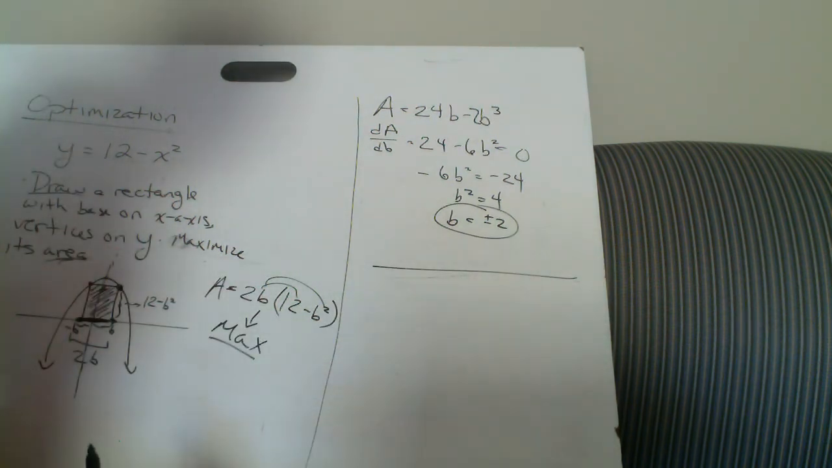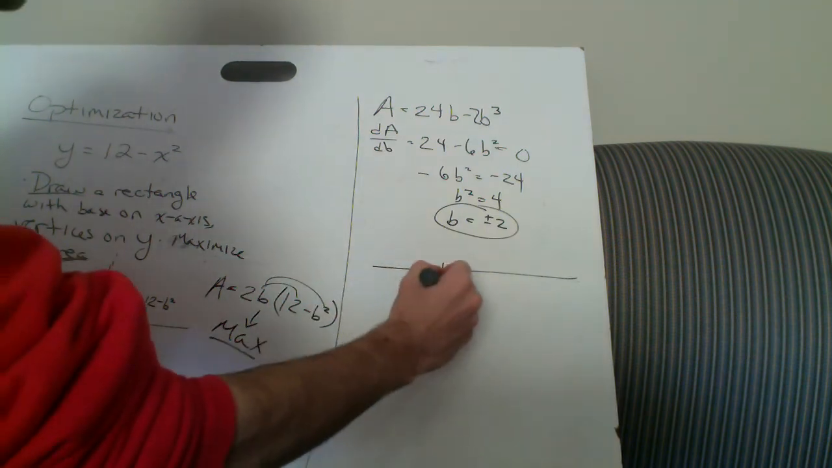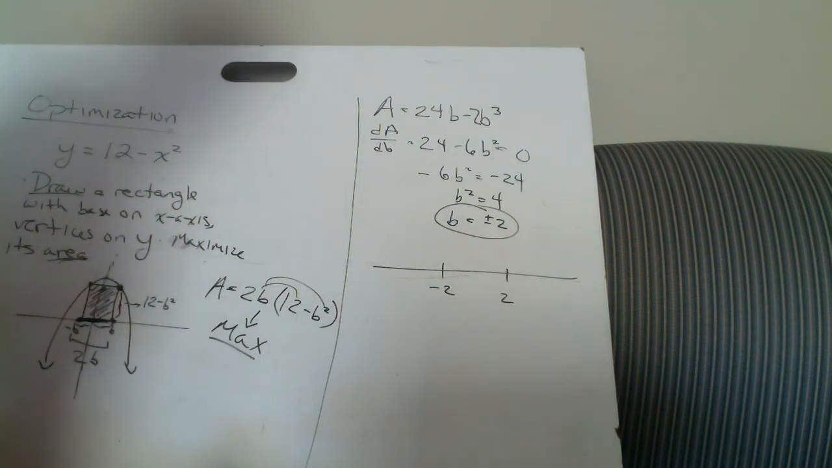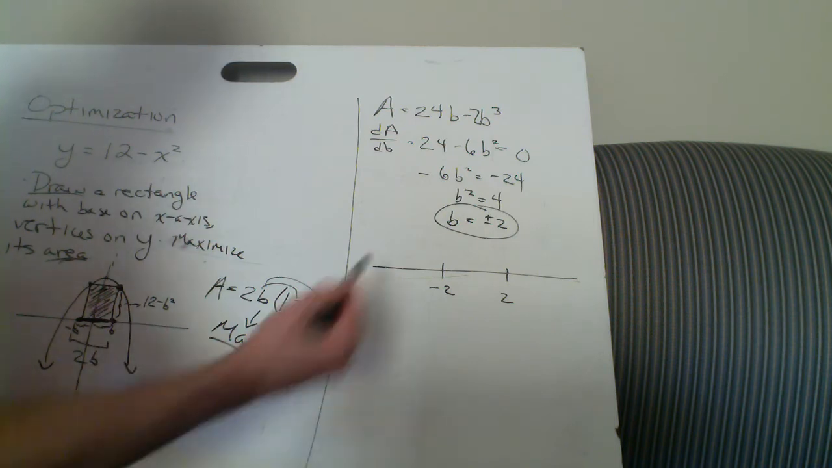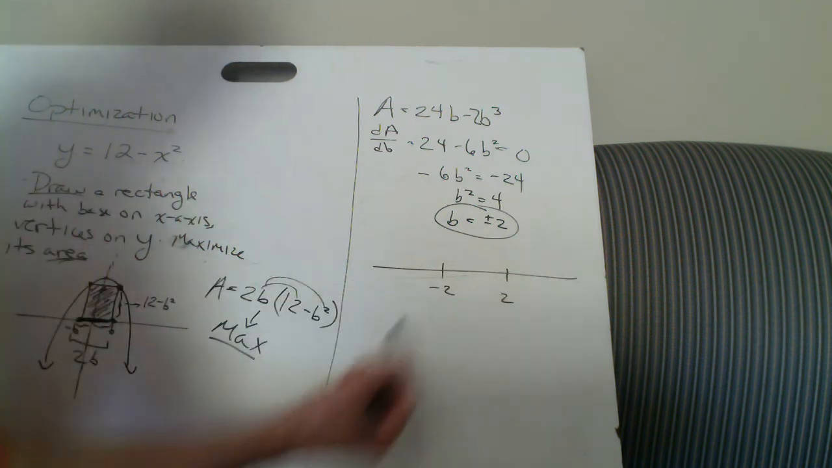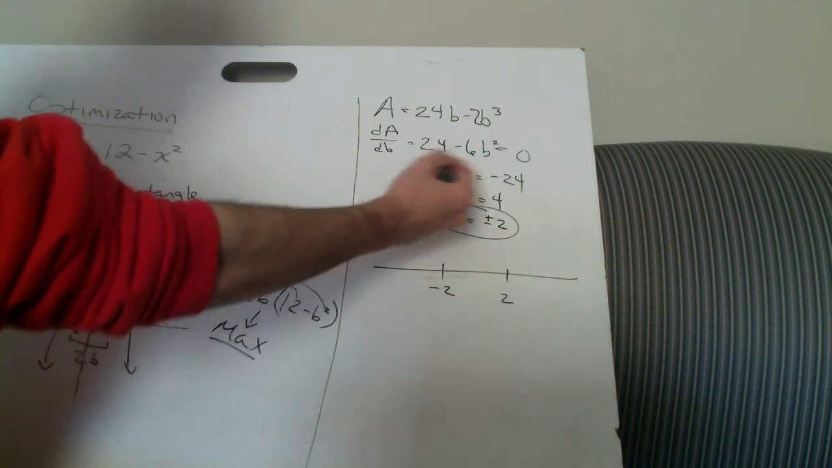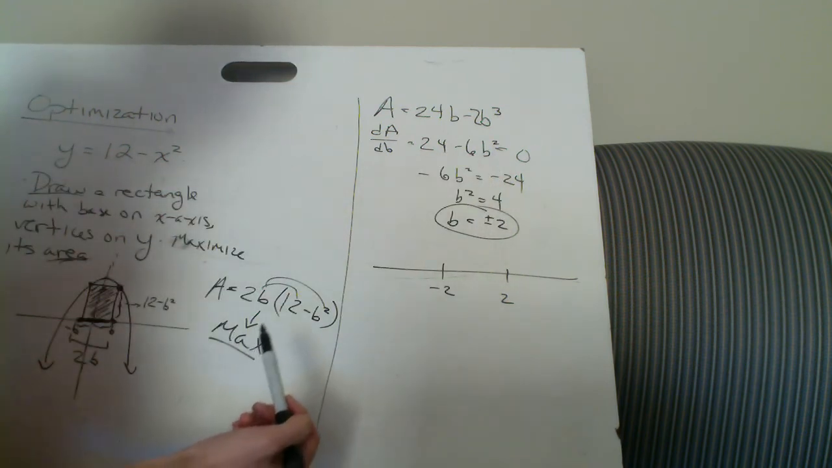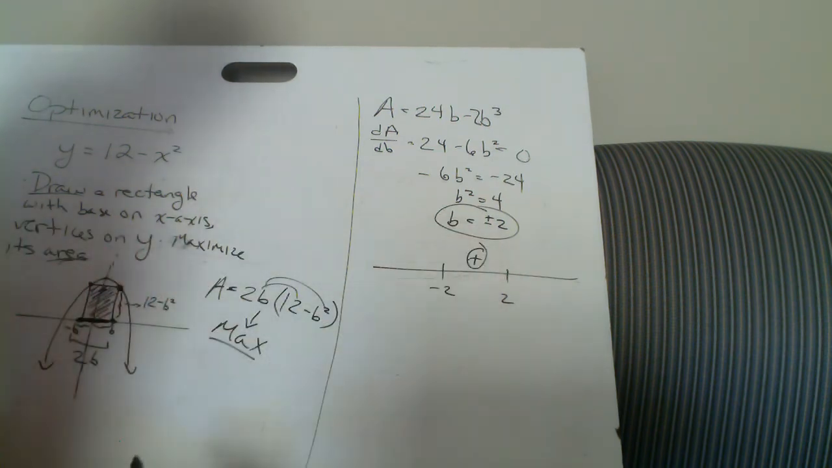But let's just check with our sign line here. Make sure that this positive 2 is going to be a maximum here. I'll plot my negative 2 and my positive 2. And what I'll do is I'll pick numbers in all of these regions and see what happens. So let's pick the number 0. If b is 0, the derivative of the area is 24. That means this is positive in this region. If b is larger than 2, say b is 10, then this is 24 minus 600, which is definitely negative. Similarly, if b is something like negative 100, this would also be negative over here.